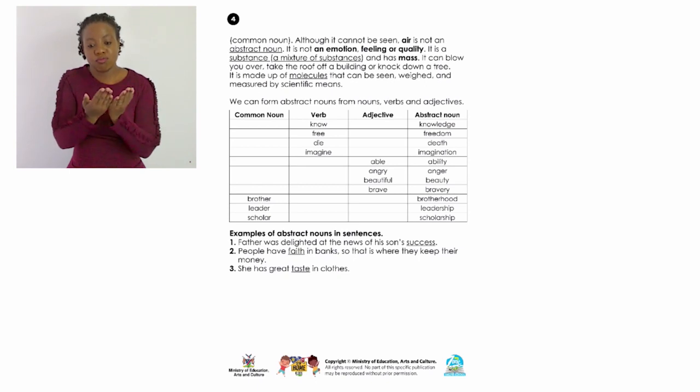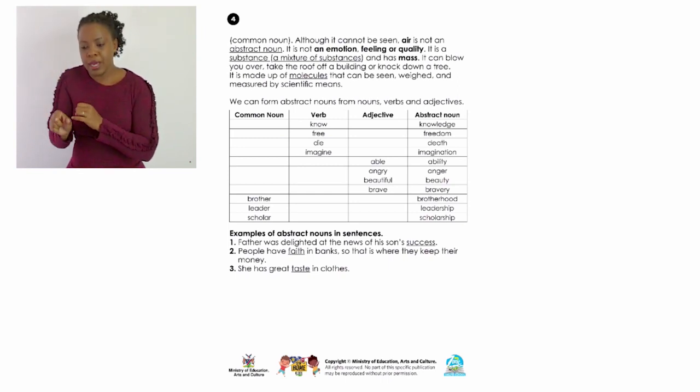Now let us look at the abstract nouns. We have brother, brotherhood; leader, leadership; scholar, scholarship. Those are the abstract nouns. Then we move on to adjectives.